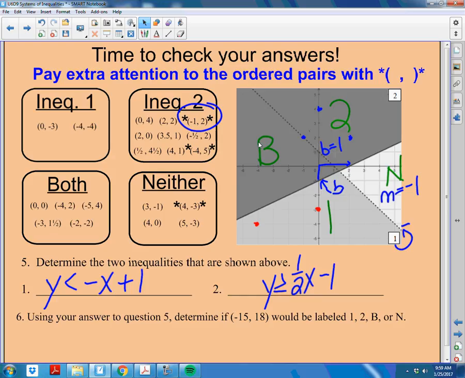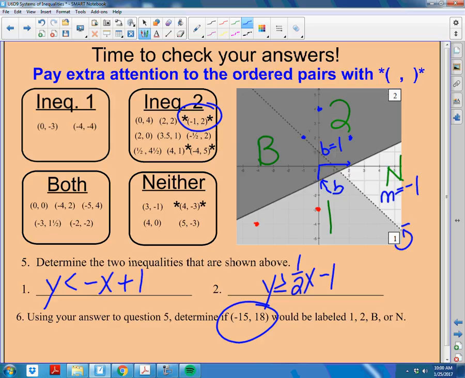Okay? Where do you think (-15, 18), that ordered pair, would be? And I want an explanation. Carden? Perfect. Do not guess based off what you think you see.